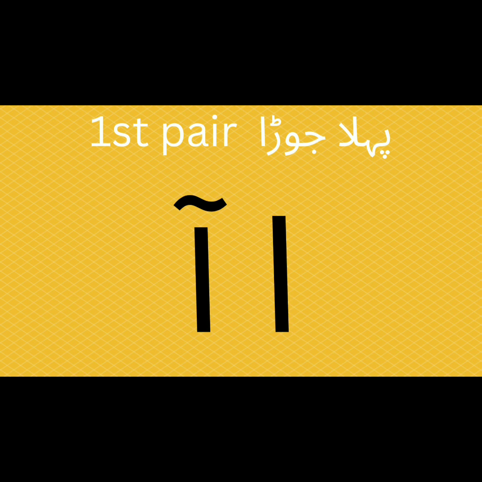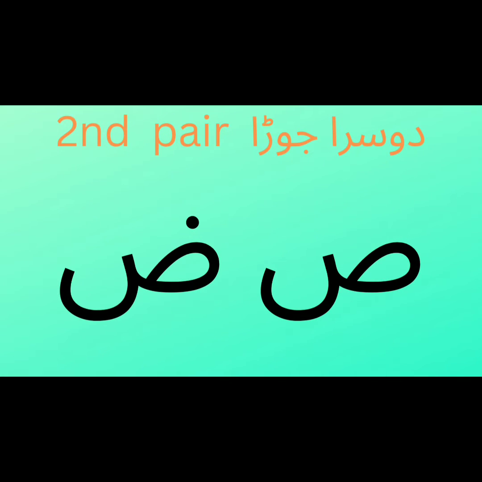Now we start our first pair. First pair is Alif, Alif, Mad, A. Our second pair is Sin, Sheen, Sin, Sheen.